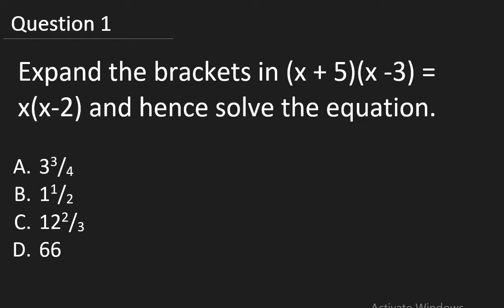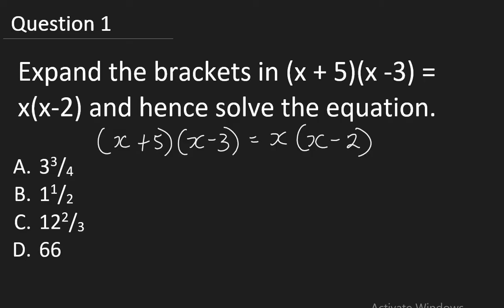Let's take a look at question 1. This question says, expand the brackets in (x + 5)(x - 3) = x(x - 2), and hence solve the equation. So the first thing we are going to do is to bring out the equation. The equation here is (x + 5)(x - 3) = x(x - 2).